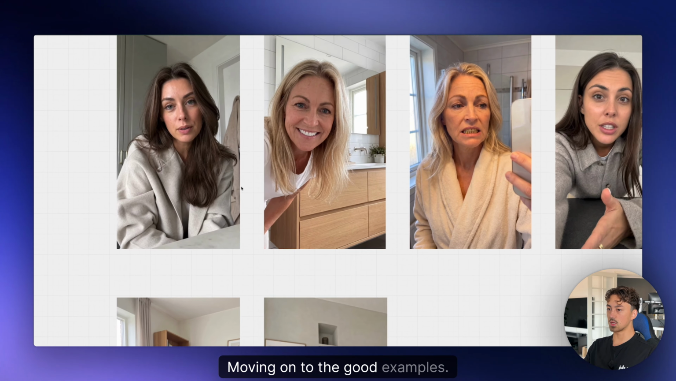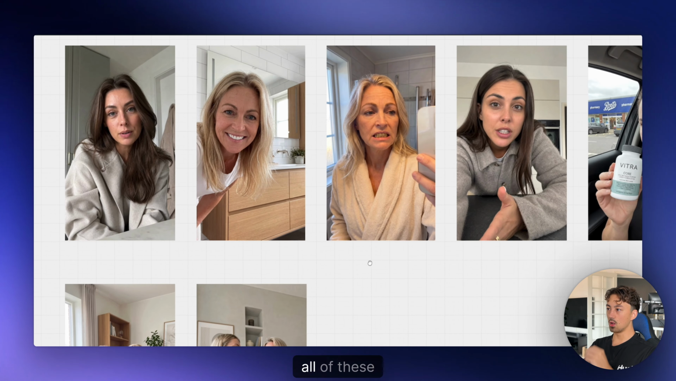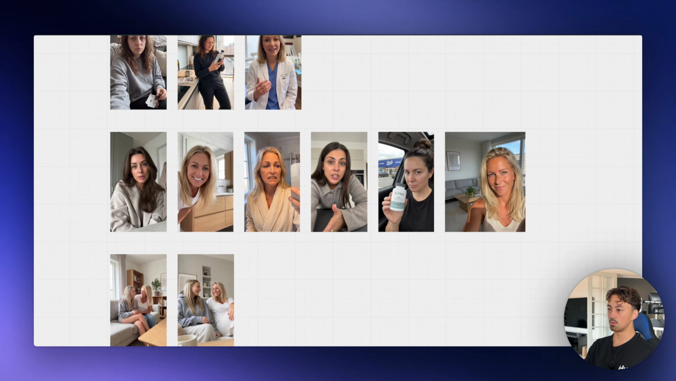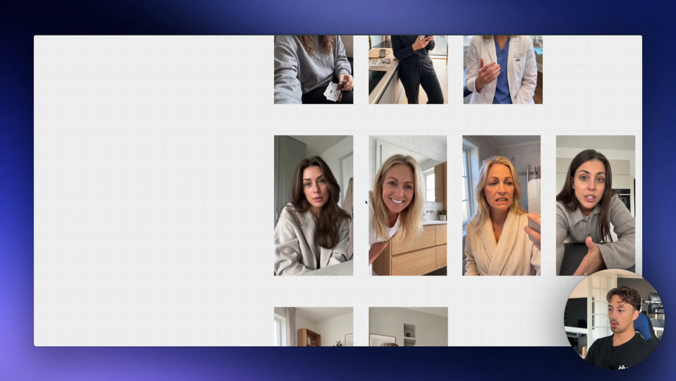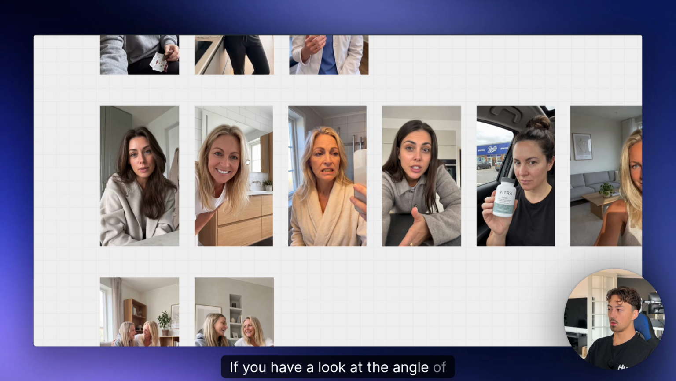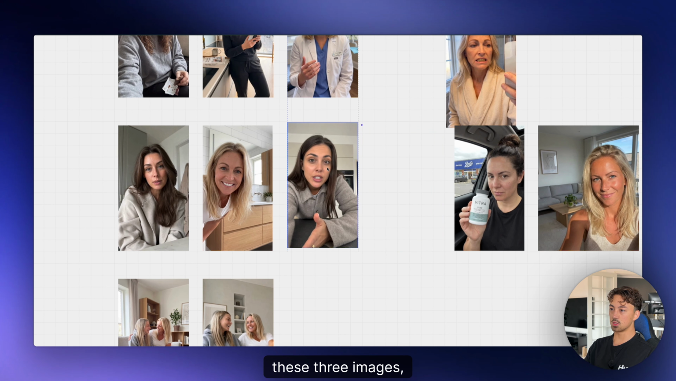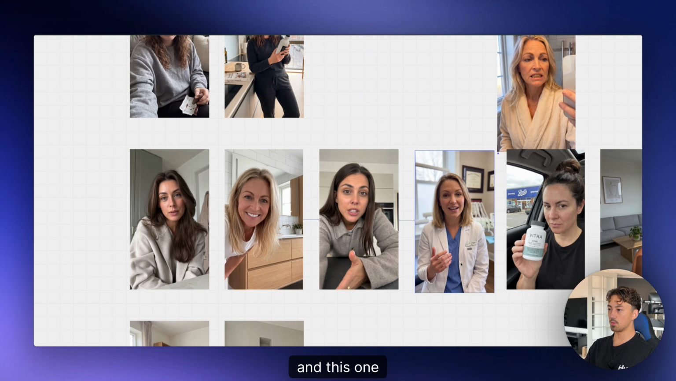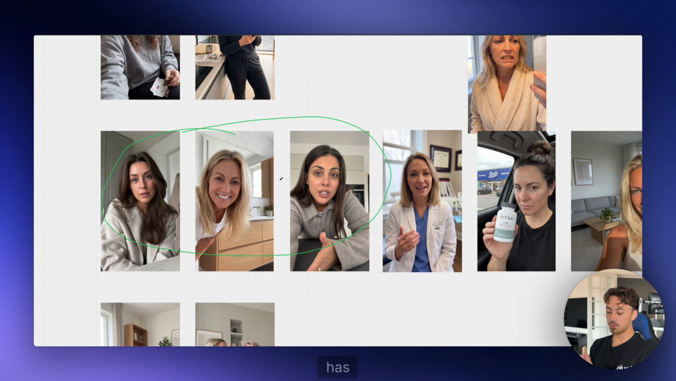Moving on to the good examples. So all of these are also generated with the same image model. But why do these look more realistic? Well, reason number one, the angle. If you have a look at the angle of these three images, and the difference between these three and this one, these three have a realistic human spontaneous angle.